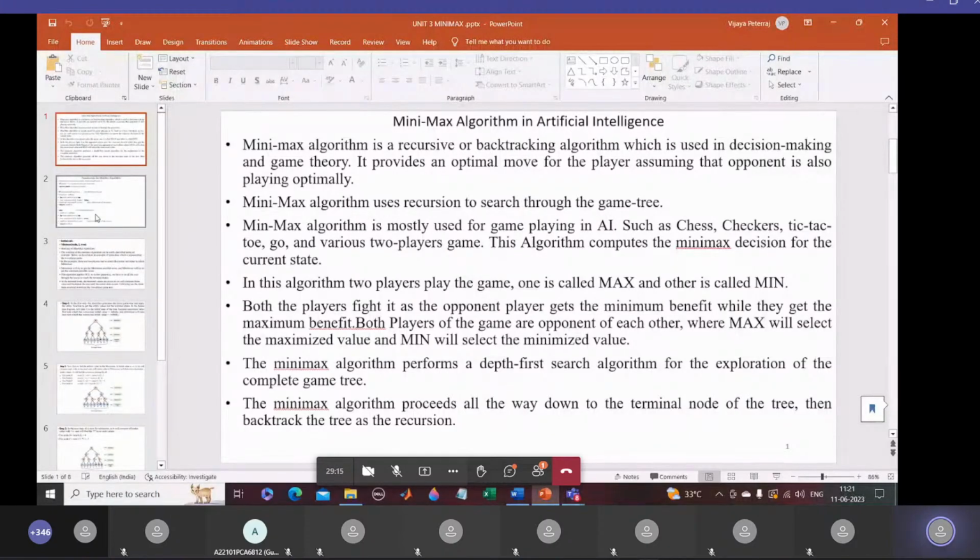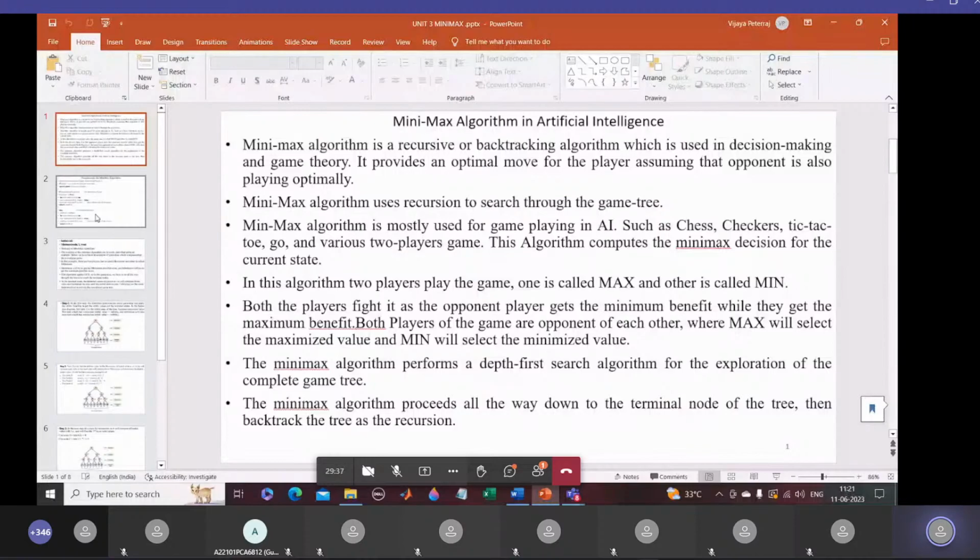So when you are the opponent, you will think it will give the maximum benefit, and you should get the minimum benefit. So this is the way of playing the game. Okay, so players are opponents of each other. Max will select the maximized value. Minimum will select the minimized value. That is why the two names are given: max and min. In radiology, they are going to use deep learning techniques so that they can detect and treat diseases.